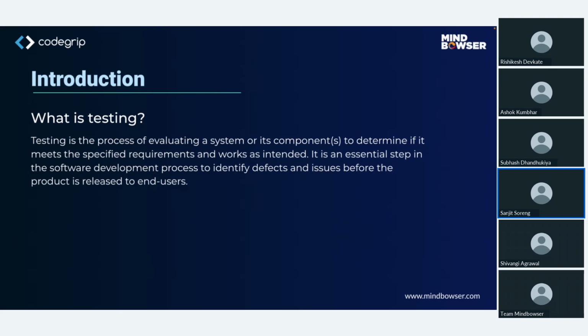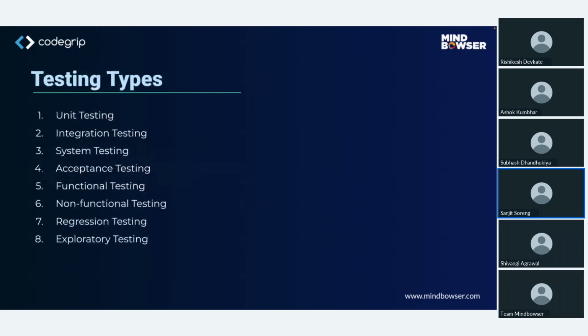Coming to the different types of testing, we have unit testing, which is testing the very basic building blocks of software to make sure that it satisfies our requirements. Then we have integration testing, which involves testing how well various units of the component or the software work together. Then we have system testing, wherein we test the entire software to make sure it meets the specified requirements and is working as it was intended. Then we have acceptance testing, which involves testing to make sure that the software is ready for deployment and it meets the requirements of the end user.